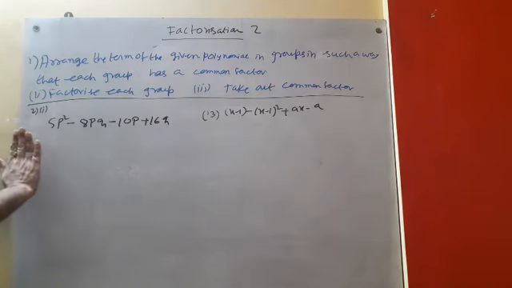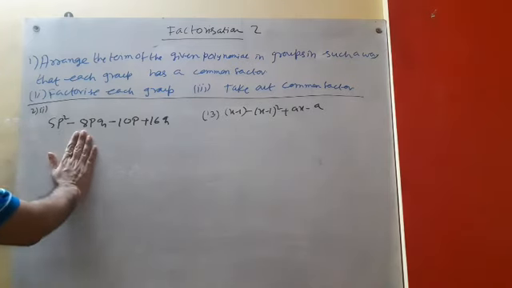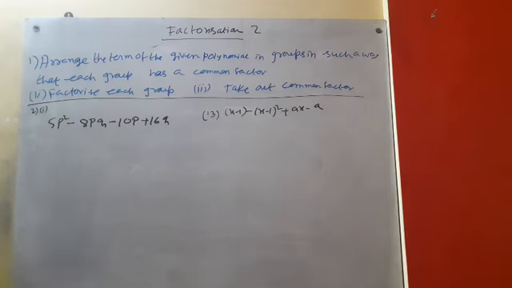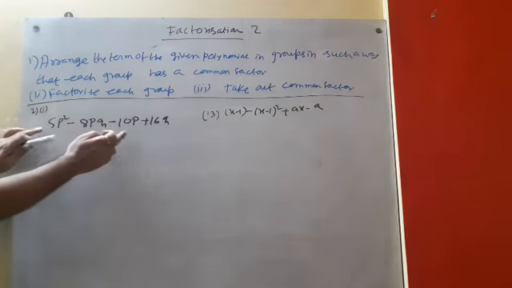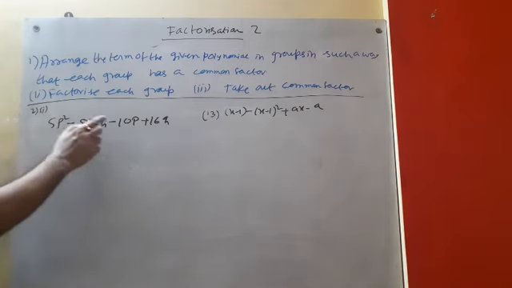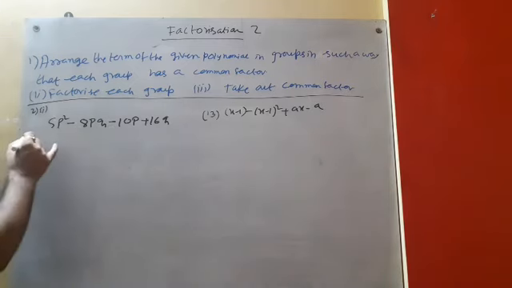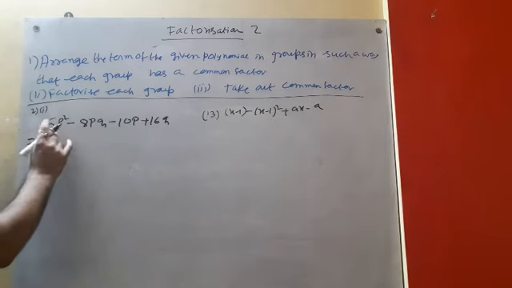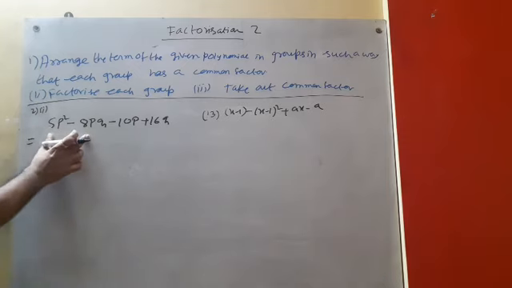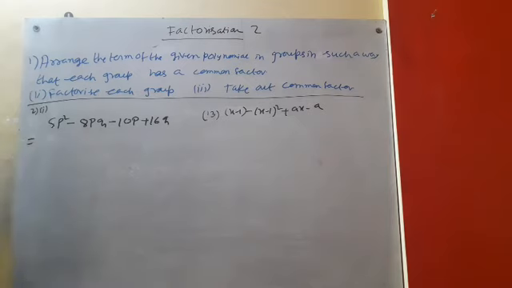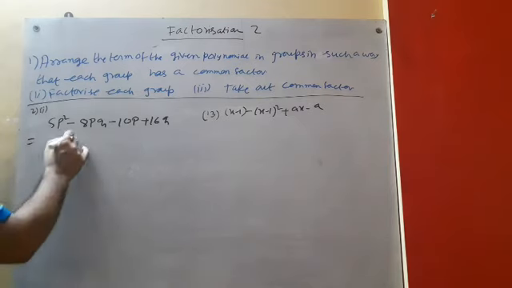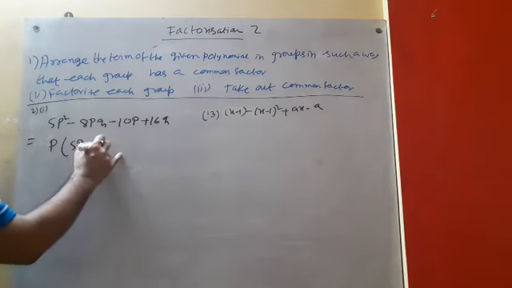Like this one, this is also from ML Agarwal, most probably exercise 4.2. 5p square q minus 8p q square minus 10p q plus 16q square. Look, we can take common from the first two terms 5p square. These two numbers are prime to each other, so there is no common number factor; we take only p common. So we are getting 5p minus 8q.